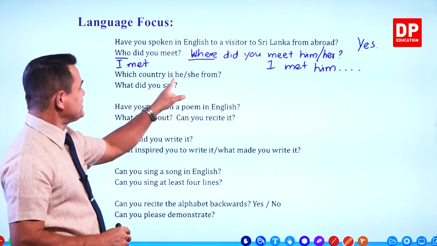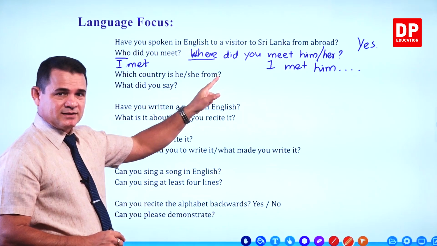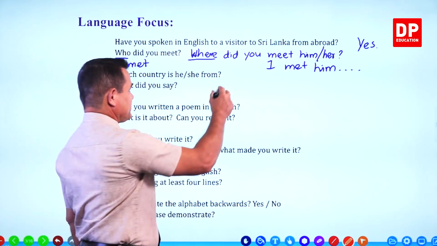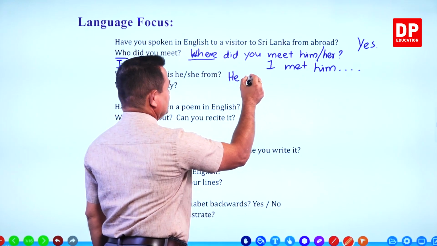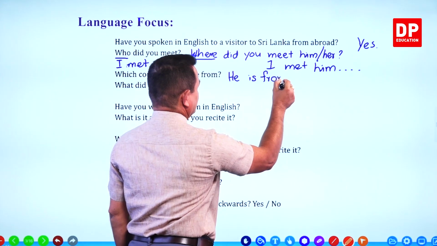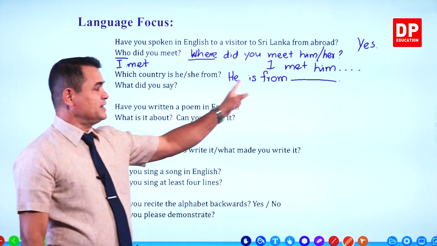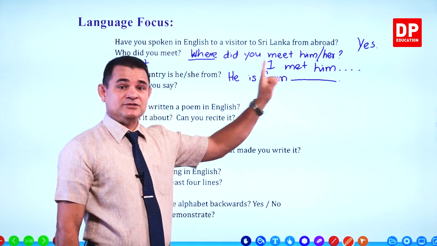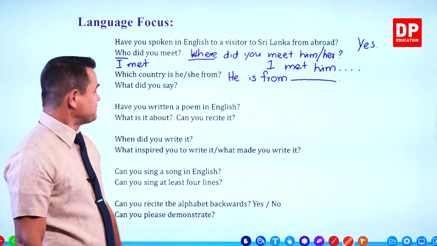So which country is he from? Answer: he or she is from, and you tell the name of the country. He is from America, or she is from Japan. So you tell the name of the country.